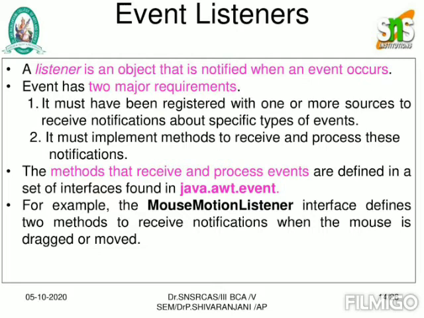The methods that receive and process the events are defined in a set of interfaces that are defined inside a package called java.awt.event. So for example, take the particular interface called MouseMotionListener. This defines two methods to receive notification when the mouse is moving or when the mouse is dragged. In such case, the MouseMotionListener will record the particular activities. So that's it about your event handling mechanism.